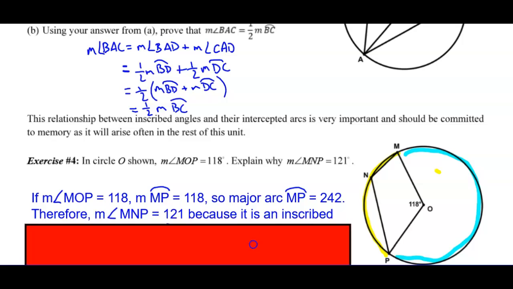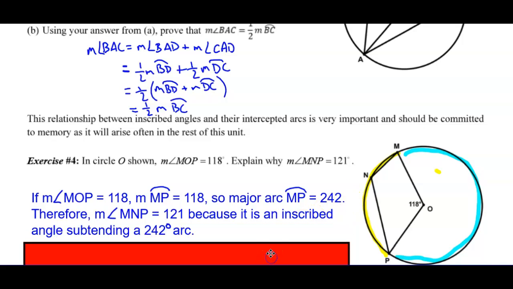So angle MNP is this angle right in here, which goes out to M and P and subtends this major arc. So if that major arc is 242, the angle must be half of that because it's an inscribed angle subtending a 242 arc. So this major arc out here is 242, which means the angle in here must be 121. All right, much more work with inscribed angles in class.